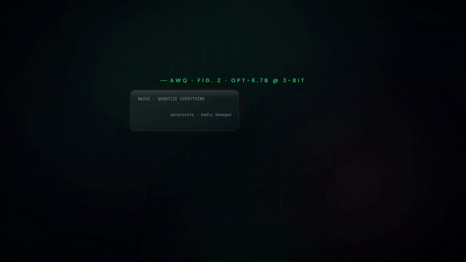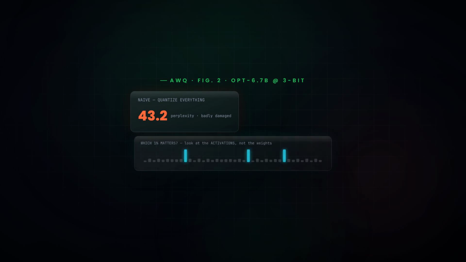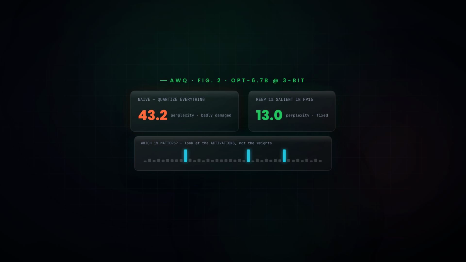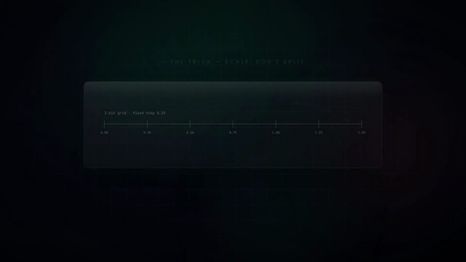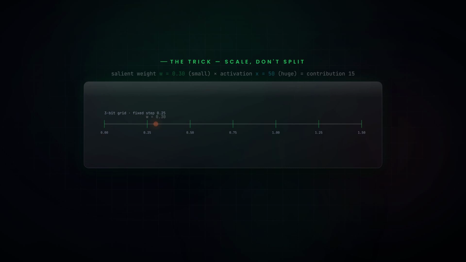Their experiment, OPT 6.7b at 3 bits. Quantize everything. Perplexity 43.2, badly damaged. Keep just 1% of channels, chosen by activation magnitude, in full precision. 13.0. 1% of the weights was carrying that much of the model. But mixed precision is annoying for hardware. You want one uniform kernel.